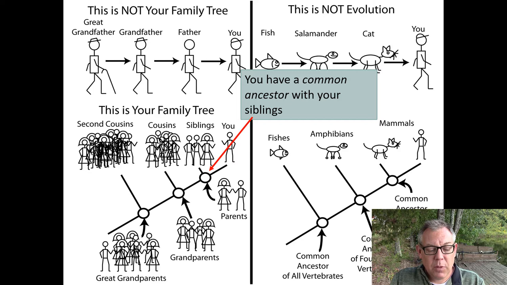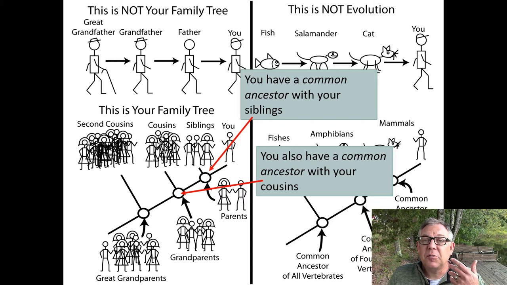If you compare yourself to your cousins, you might seem somewhat familiar, but you don't look as much like your cousins as you do your siblings. That's because you got your traits from a more distant common ancestor. And so if you think about your family tree, you have common ancestors with your siblings, common ancestors with your cousins, common ancestors with your second cousins, if you go back far enough in time.